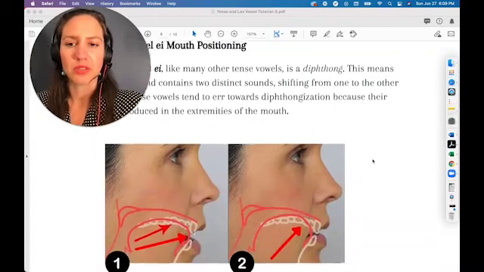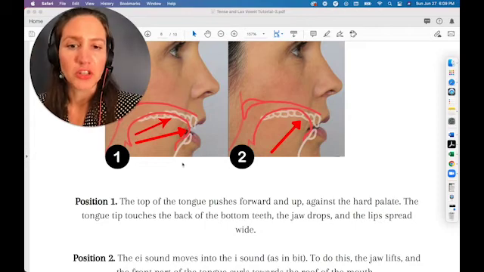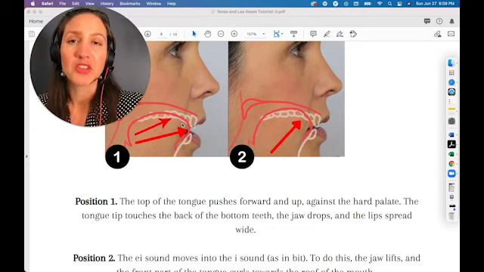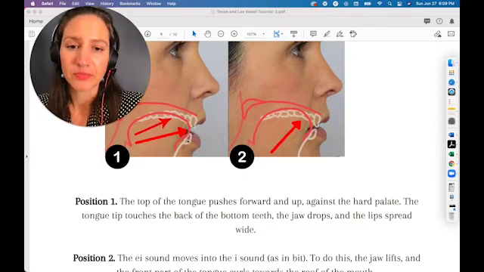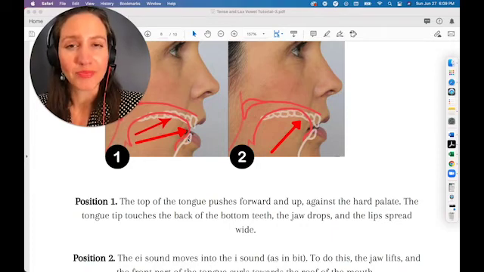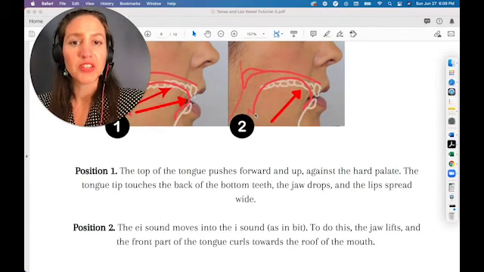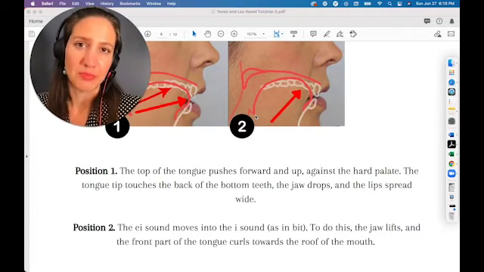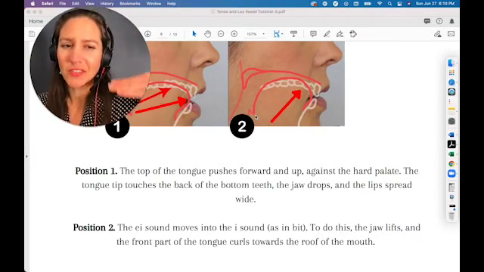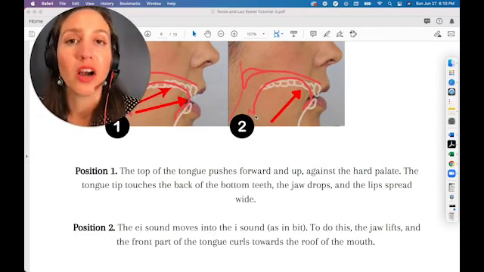Let's look at the mouth position below. So number 1, the top of the tongue pushes forward and up against the hard palate. The tongue tip touches the back of the bottom teeth, the jaw drops, and the lips spread wide. The lips are spread very wide for this sound. Position 2, the A sound moves into the I sound, as in bit. To do this, the jaw lifts, and the front part of the tongue curls towards the roof of the mouth.